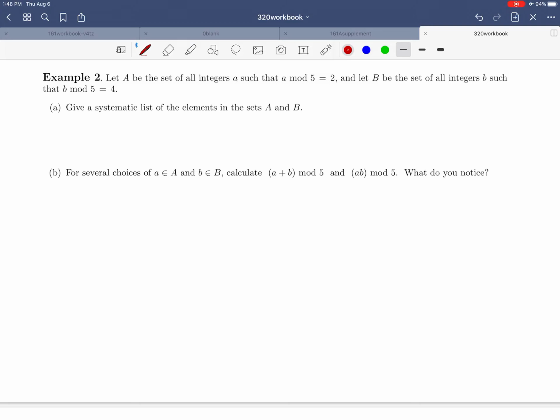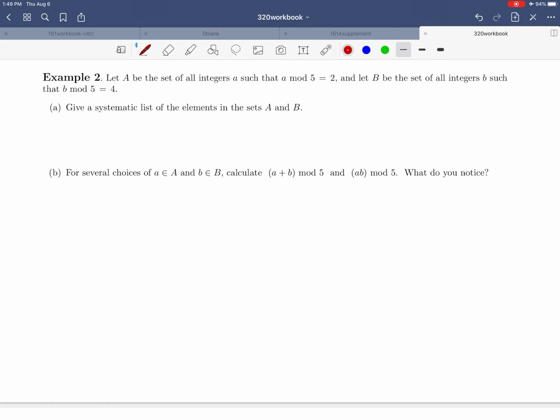In example 2, we are going to try to come up with some patterns that we can see when we are working with modular arithmetic. So let A be the set of all integers, little a, such that little a mod 5 is equal to 2, and B is the set of all integers, little b, such that little b mod 5 is equal to 4. Before you watch the rest of this video, see if you can write down the list of elements of the sets A and B. So just pause and write down what numbers will be in A, what numbers will be in B.